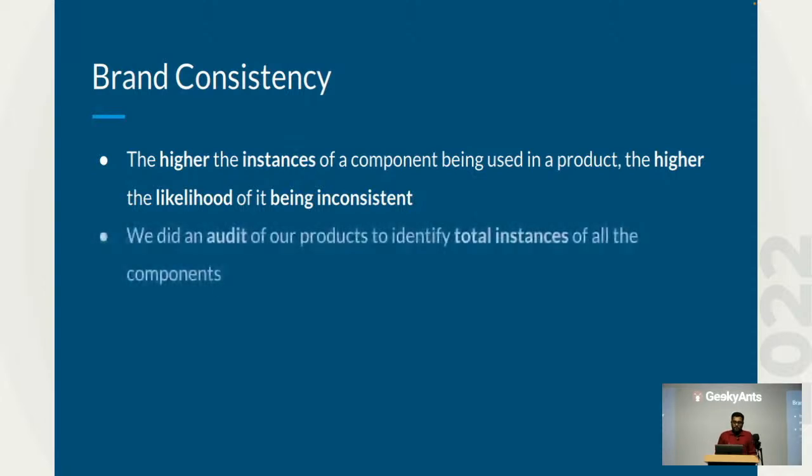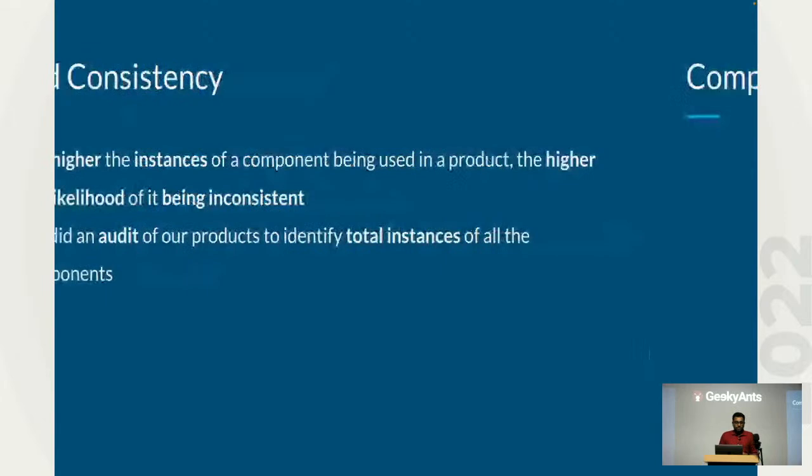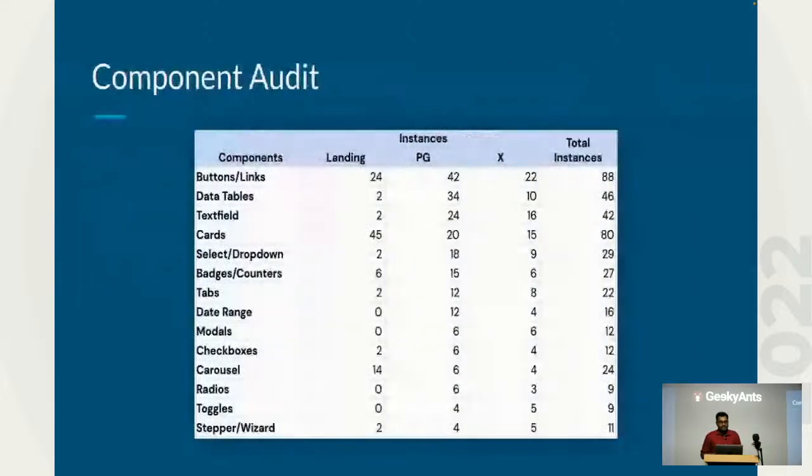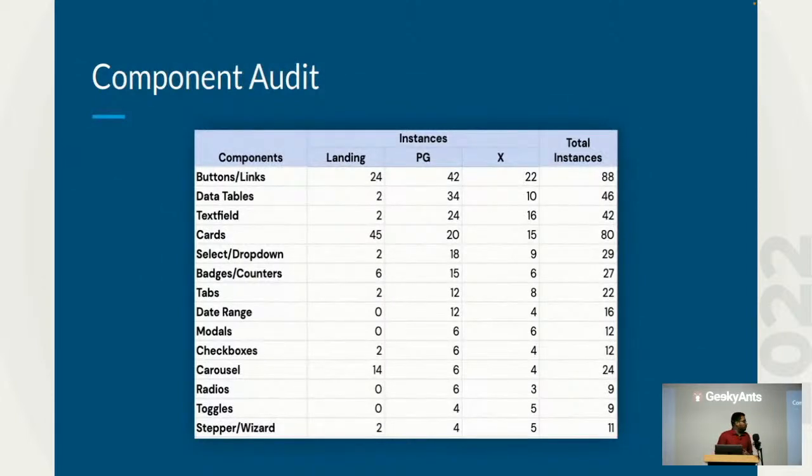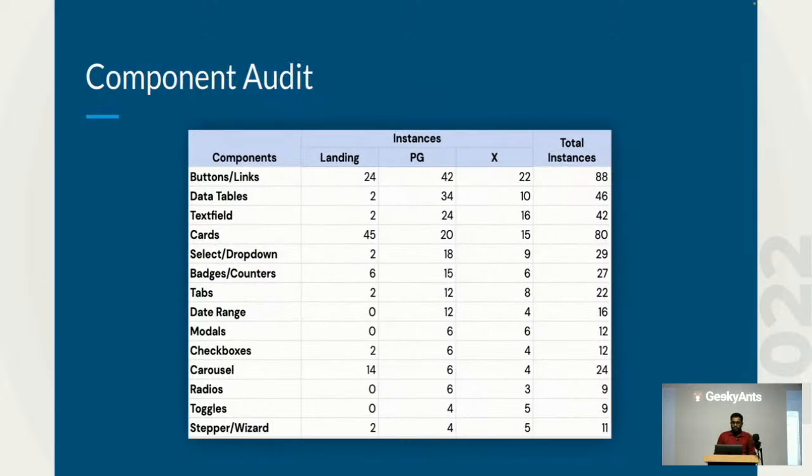So we did an audit of all our products across Razorpay, and we tried to extract all the instances of every single component that exist in our different products. This is sort of what the audit looked like. It was just an Excel sheet. But what this helped us with is essentially a priority list of components that we want to build top down. And this also gave us a complete list of most frequently used components.